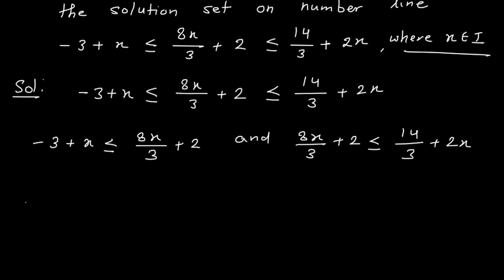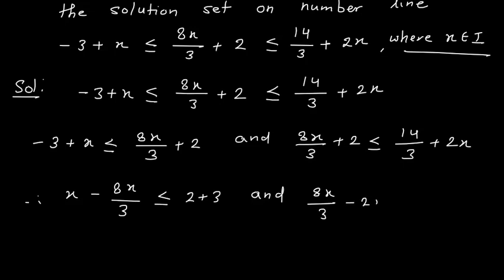So therefore here I will say x minus 8x upon 3, this is less than or equal to 2 plus 3, and I will say that this 8x upon 3 minus 2x, this is less than or equal to 14 upon 3 minus 2.